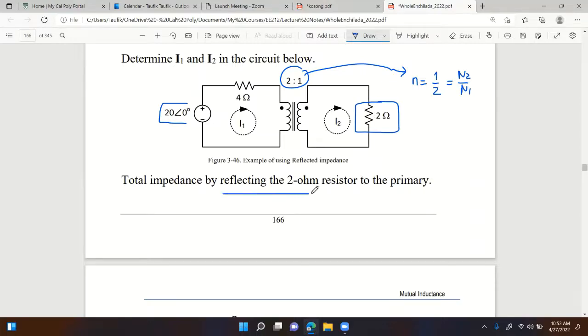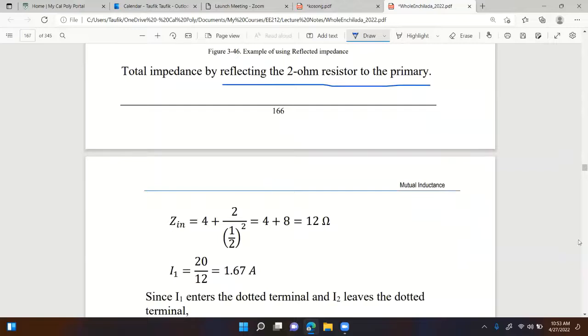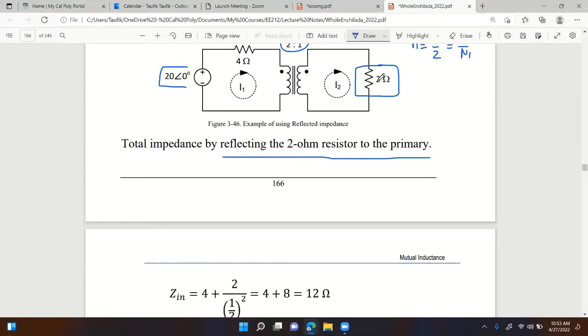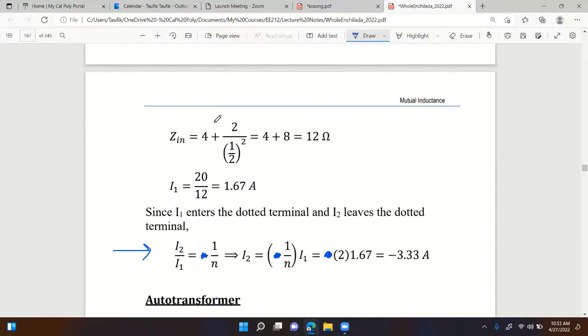So reflecting the 2 ohm resistor to the primary side. That's what I'm going to do. So how do I do that? By primary rule, I do that simply by dividing 2 by n squared. So 2 divided by n squared, right here. And then that's the reflected value of the secondary resistance to the primary side.